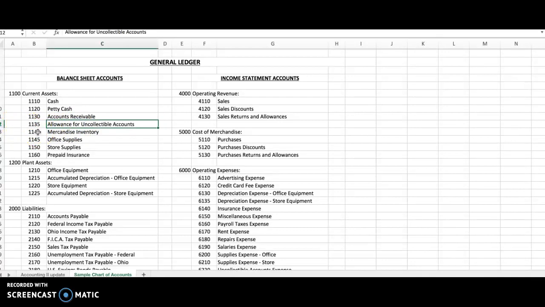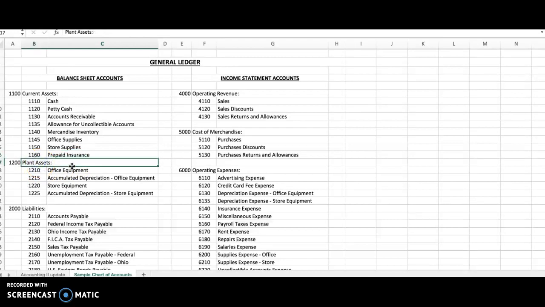Unfortunately, sometimes customers don't pay us what they owe us. So this account we will deal with. Inventory is going to be handled a bit differently in the larger company, as we'll see. So we have this account called merchandise inventory, and then some other typical supply accounts, office supplies, store supplies, and then something called prepaid insurance, something that again is listed as a current asset, as we will see.